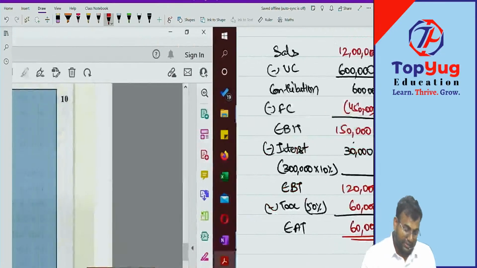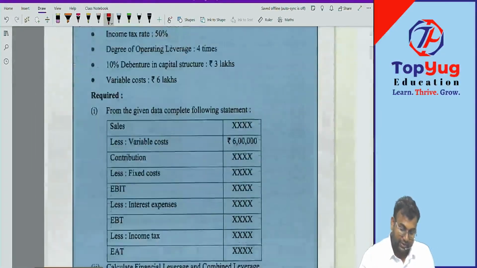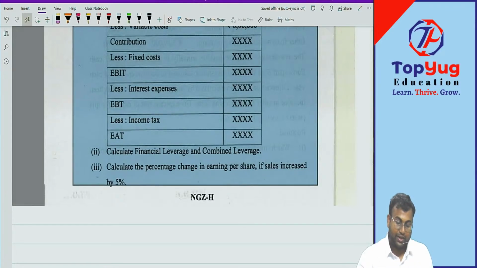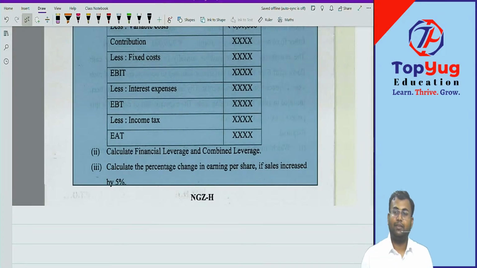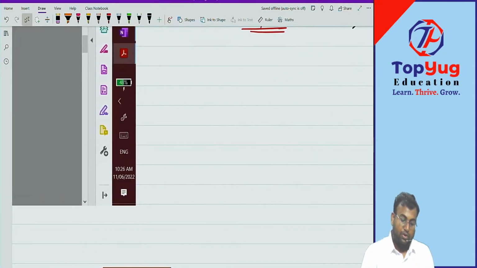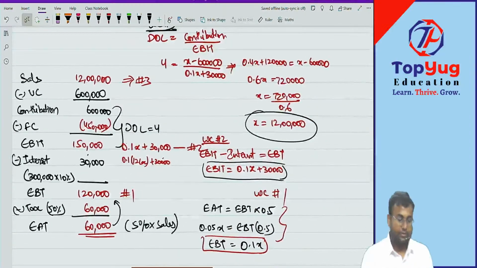So anything else that they have asked us? So the first thing is done. Financial leverage, combined leverage you can do, and the percentage change in earnings per share if it changes by 12%. Easy, no problem.